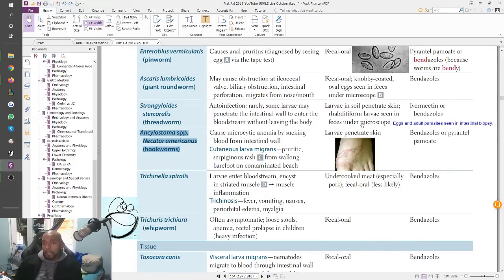It's really weird. You keep causing infection yourself, but you see, they don't really write much about what it's going to cause, right? It lives in you. Okay, it just lives in you. Strongyloides stercoralis just lives in you. Eggs and adult parasites are seen in intestinal biopsy, right? But Ancylostoma, they wrote here, it can cause microcytic anemia.